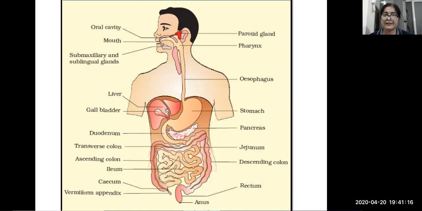Digestive glands done. Then the basic structure. Today I am just explaining the basic structure. From the next class I'll start the detail of each and every structure. If we are talking about the buccal cavity, the mouth, what structures are present: teeth, structure of teeth, the dental formula of teeth, that we all have to study in detail in the coming lectures.